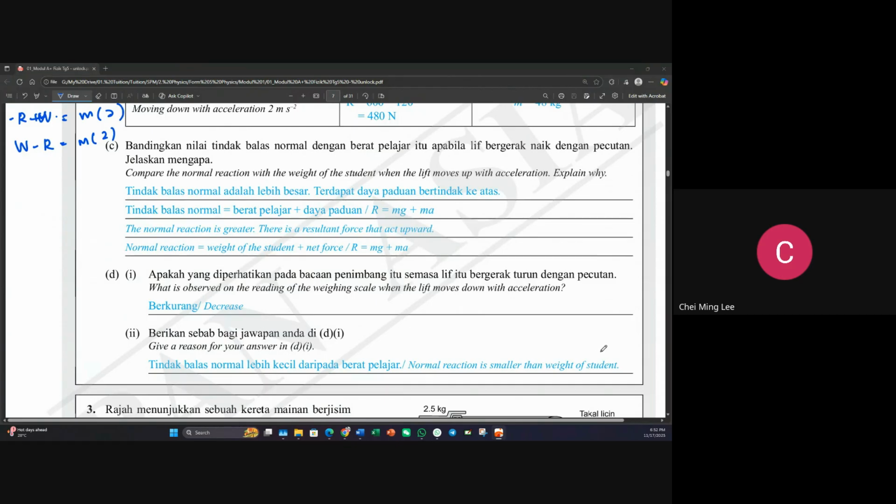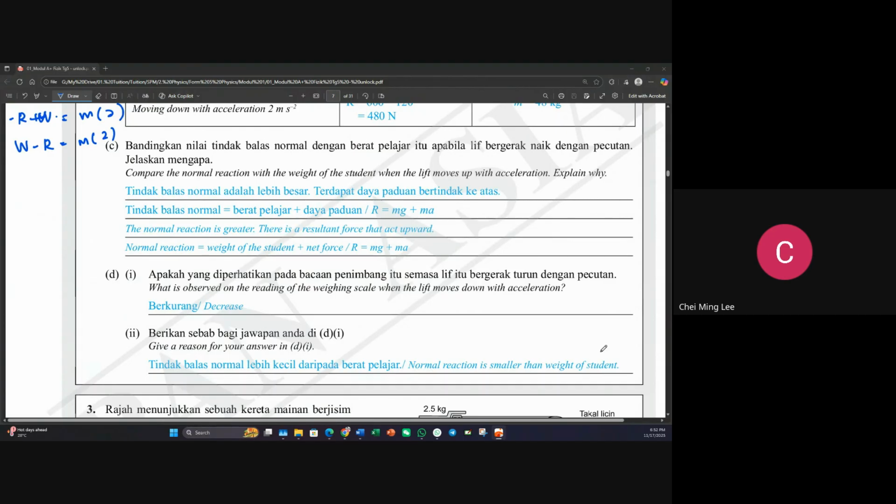Okay? Because the weight is always the same, right? So the only thing that can affect the reading is on the R side. Because now it is no longer zero, right? When it's moving, it's no longer in equilibrium.